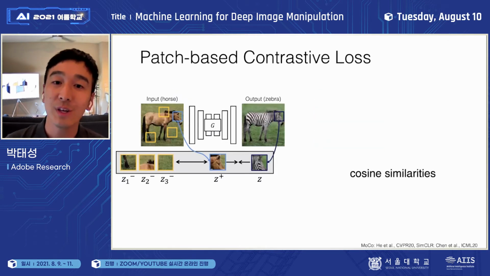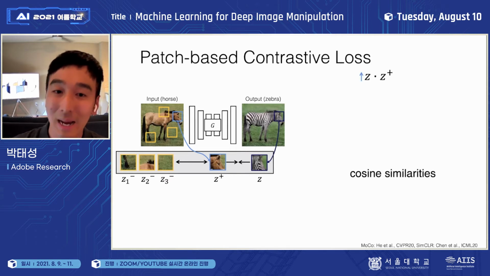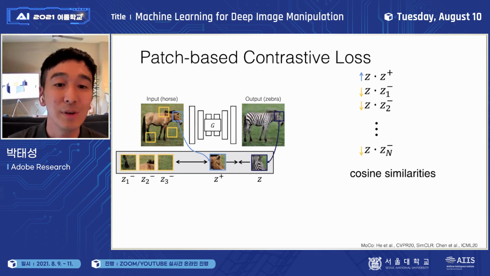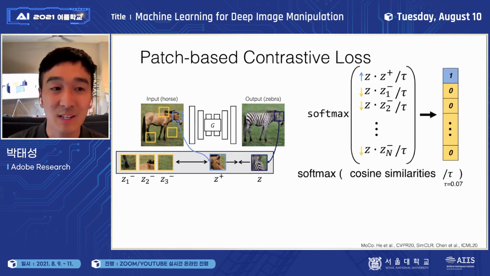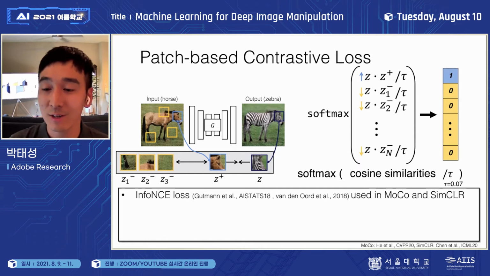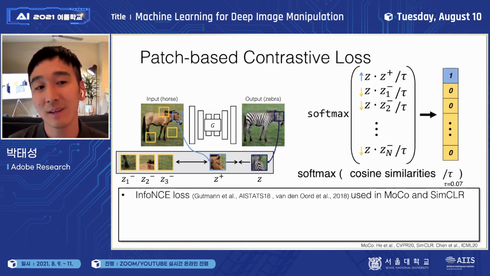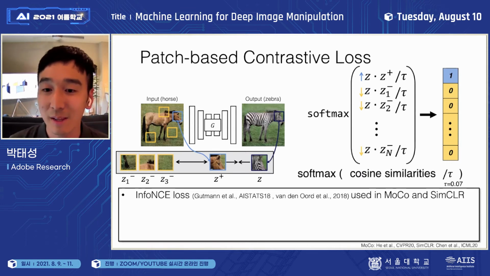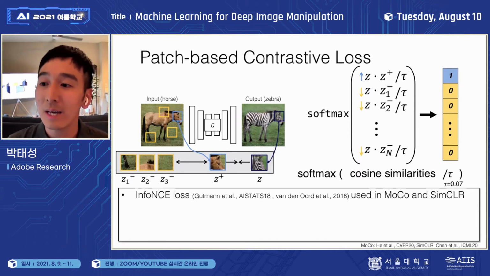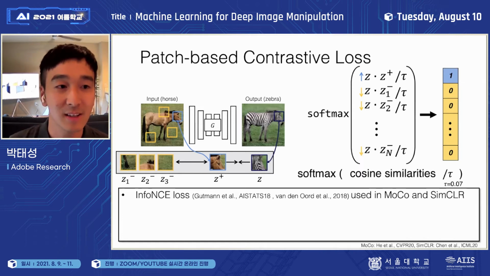In more detail, we use cosine similarities. We maximize the similarity of the positive pair while minimizing that of the negative pairs. We do this by formulating a classification task with the target class being the positive pair. This formulation, called InfoNCE, was introduced and used in several works in representation learning like MoCo and SimCLR. However, unlike these self-supervised representation learning methods that used hand-designed data augmentation to produce positive pairs, we actually use outputs of the generator that's learned at the same time.